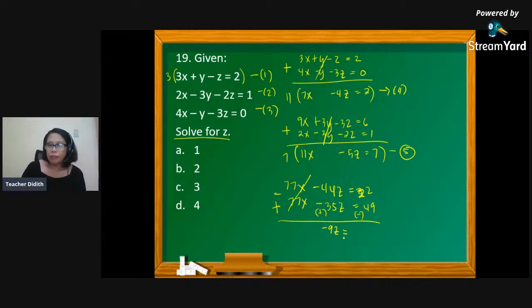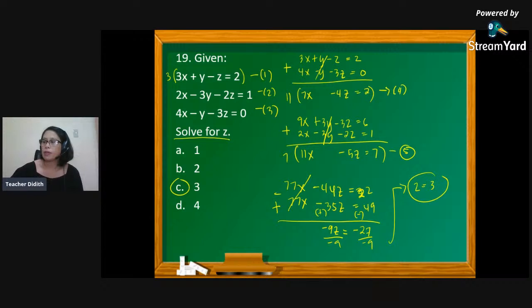equals negative, so what's 49 minus 22? So that's 27, I think, no? So this is negative 27. And we divide both sides by negative 9. So z is equal to 3. And that is C. Tama kayo. You're right. Okay, good, good.